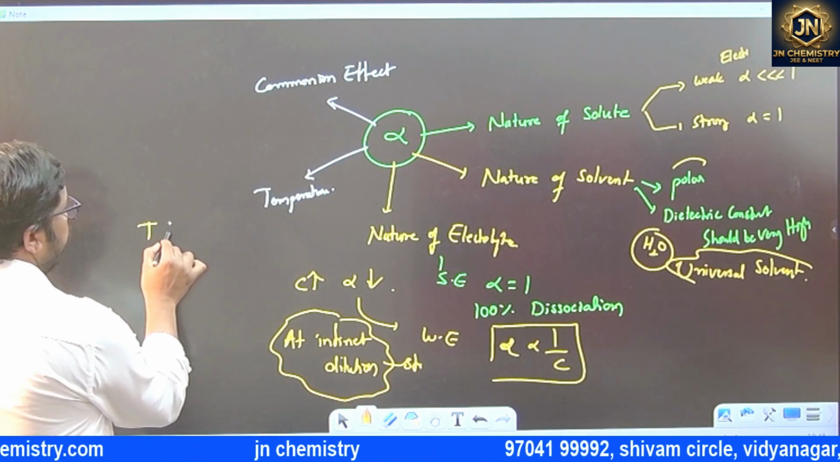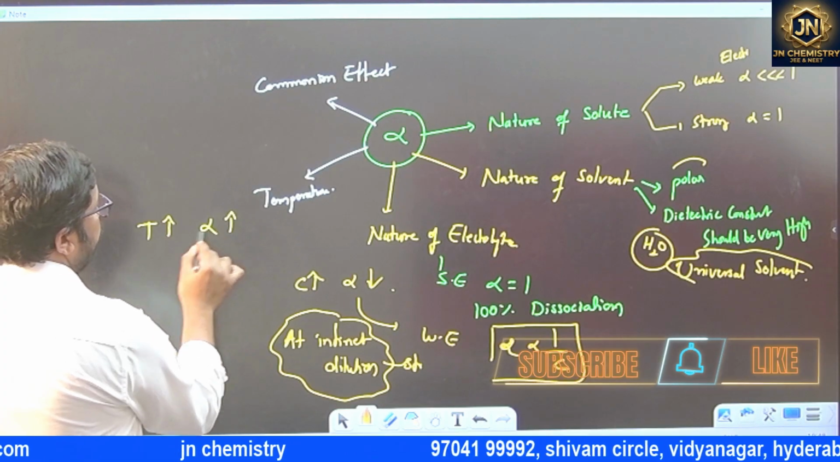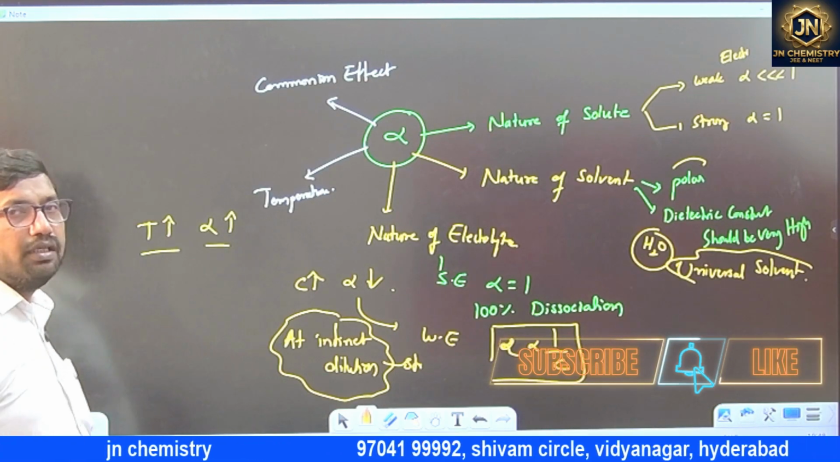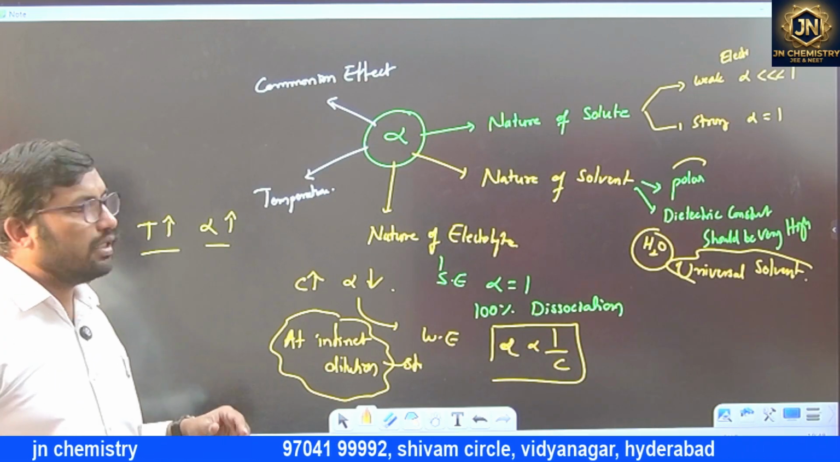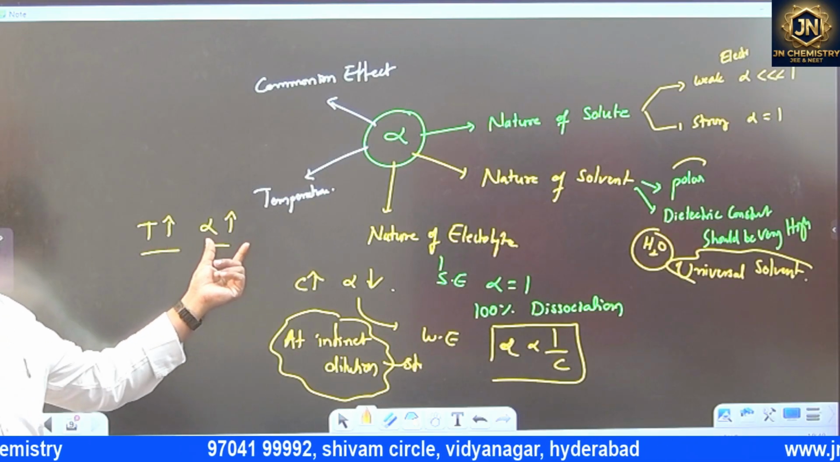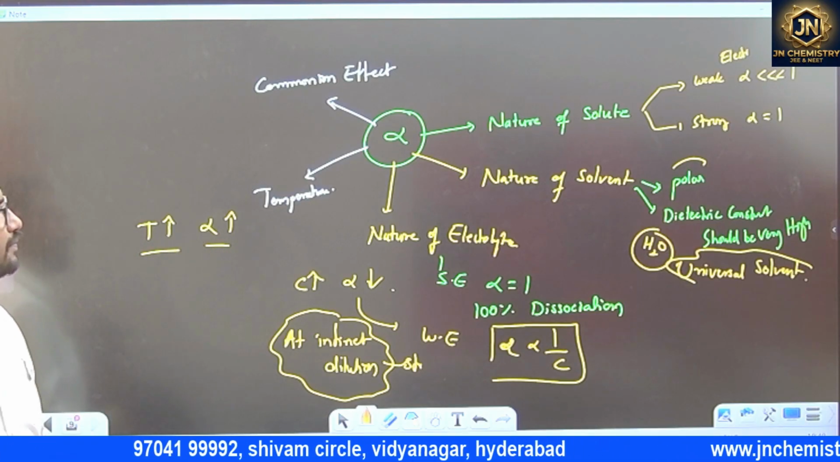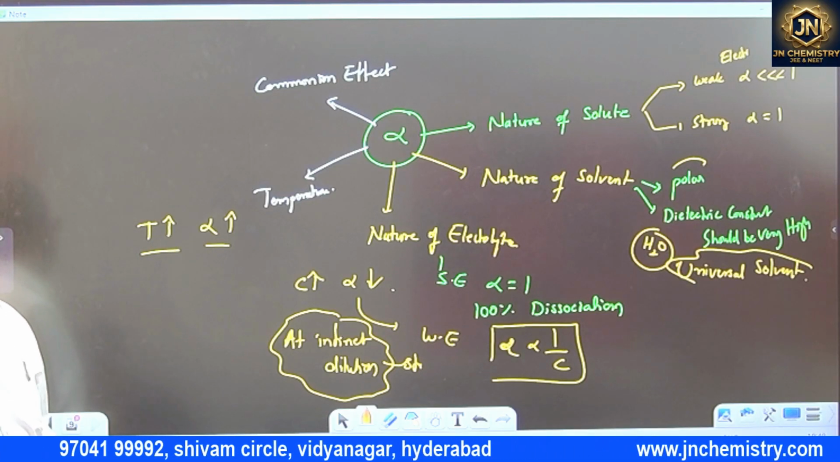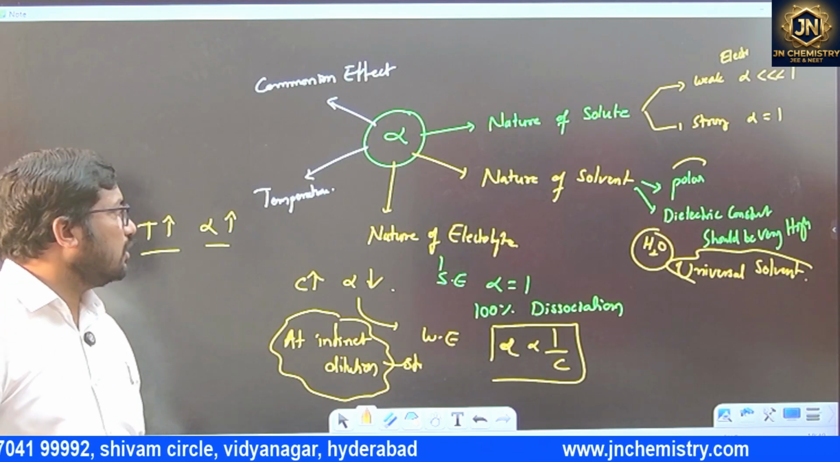Temperature: if the temperature increases, alpha increases simply, because the speed of ions also increases. So as temperature increases, the degree of ionization increases.